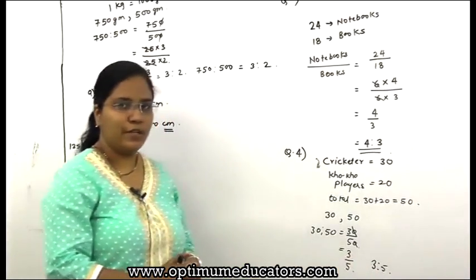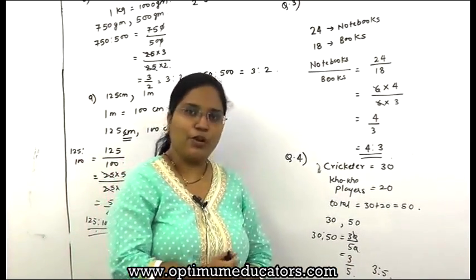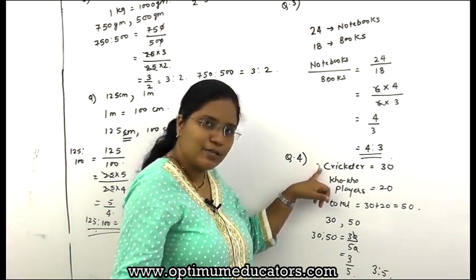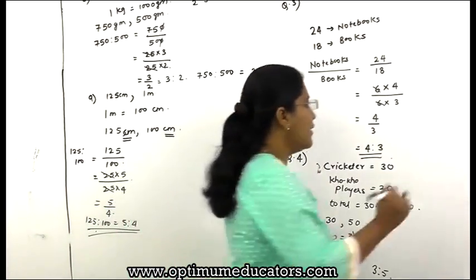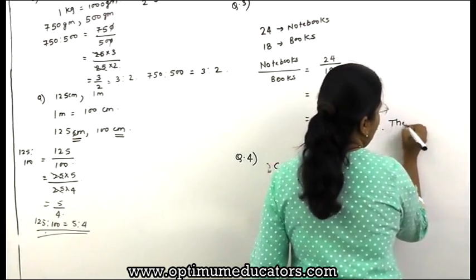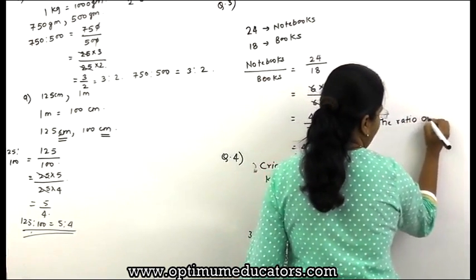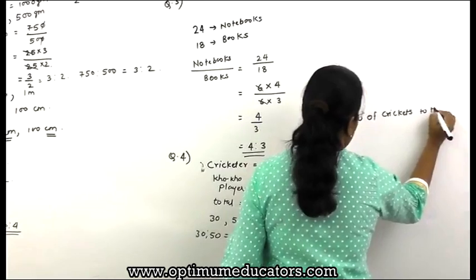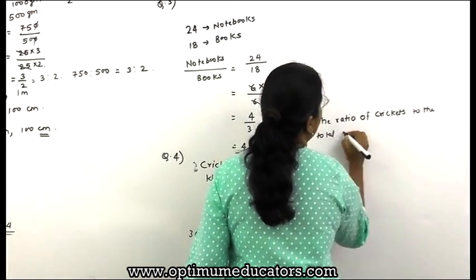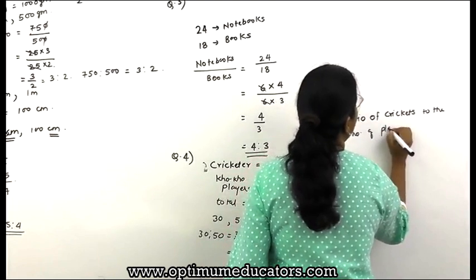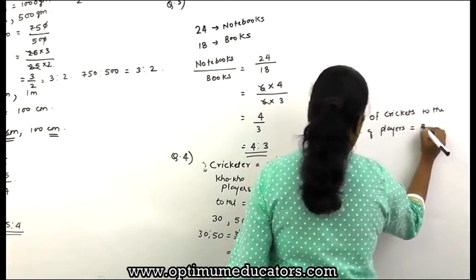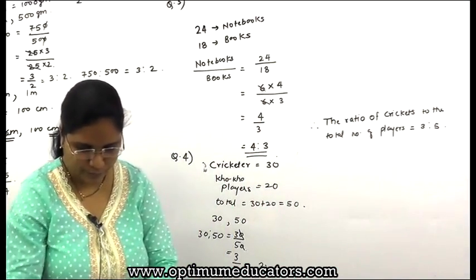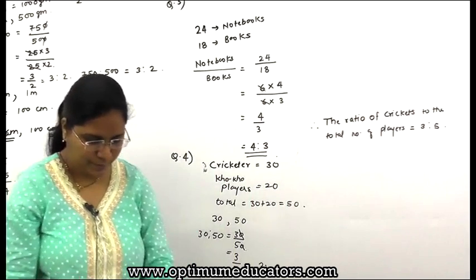Now remember friends, whenever you are asked to find out the ratio, you do not forget to write the final statement. That is, here you are asked to find out the ratio of cricketers to the total number. So you have to write it here. Therefore, the ratio of cricketers to the total number of players is equal to 3 is to 5. Right? Let us go for the next question.